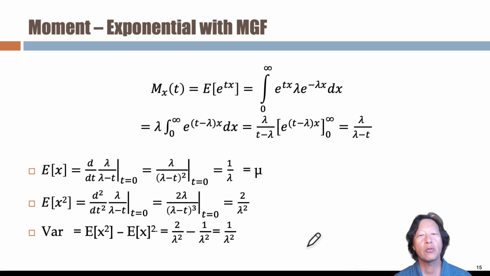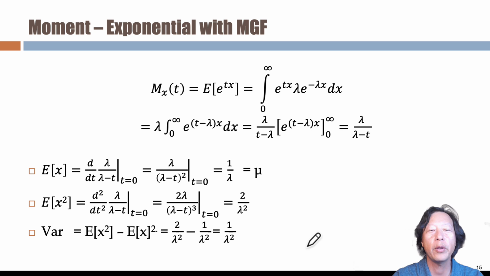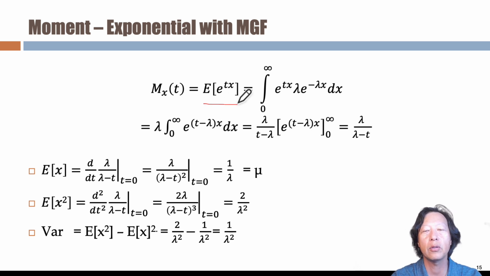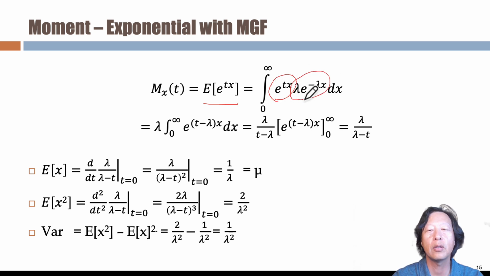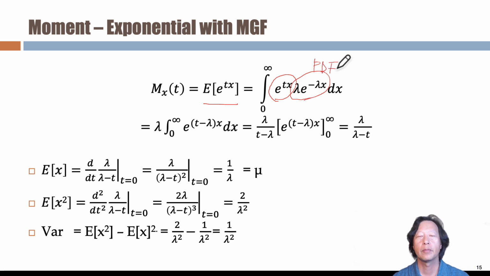So now we go back to the exponential with the moment generating function. The moment generating function is this way. So we just calculate this one, right? And this is what? This is my value, and this is the probability, the PDF. Right? The moment generating function is like this.